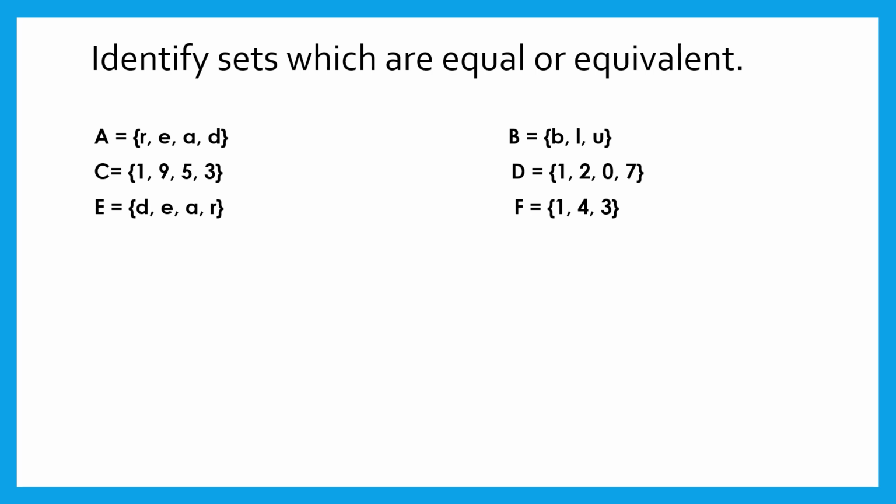So if we're going to get the answer here, I could say that set A is equal to set E. And set B is equivalent to set F. While set C is equivalent to set D. And at the same time, set A is equivalent to set C. And also set A is equivalent to set D. All right?